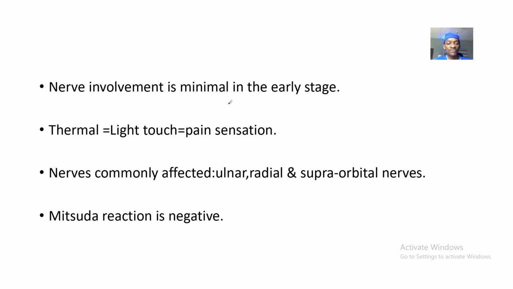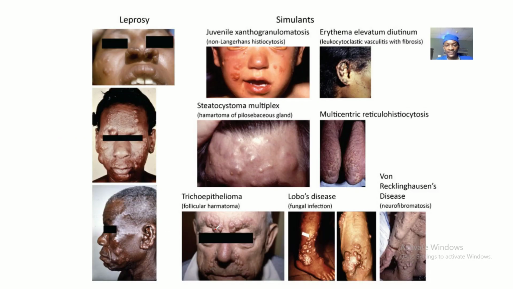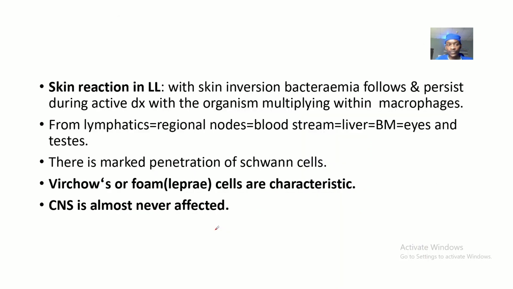Nerve involvement is minimal in the early stages, which means you can feel temperature, you can feel light touch, and you can feel pain sensation. But the nerves commonly affected in lepromatous leprosy are the ulnar nerve, radial nerve, and supraorbital nerves. The lepromin reaction is negative. You see these good images showing lepromatous leprosy. Now, the skin reaction in lepromatous leprosy.